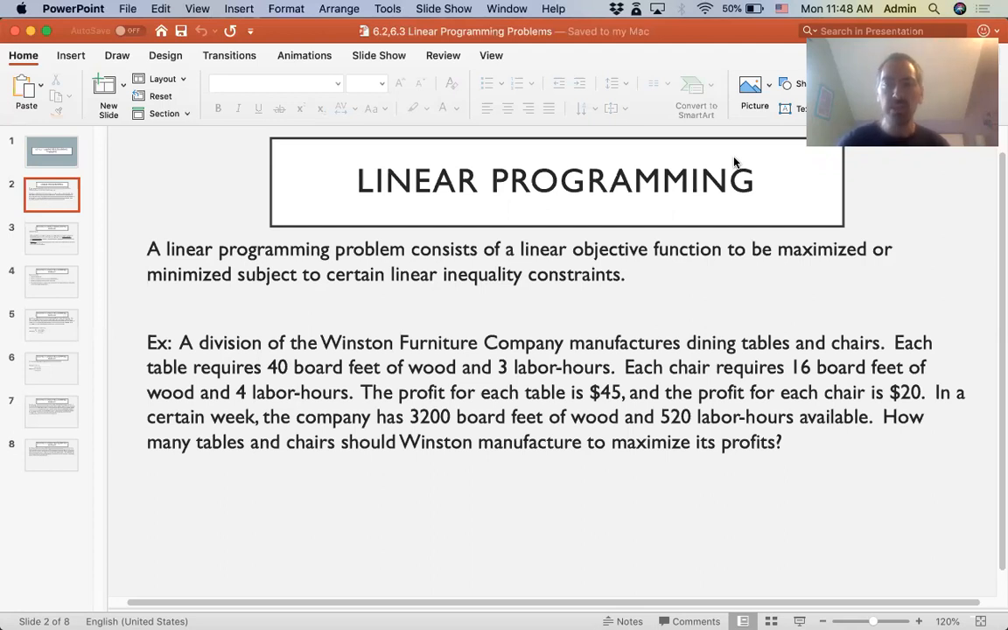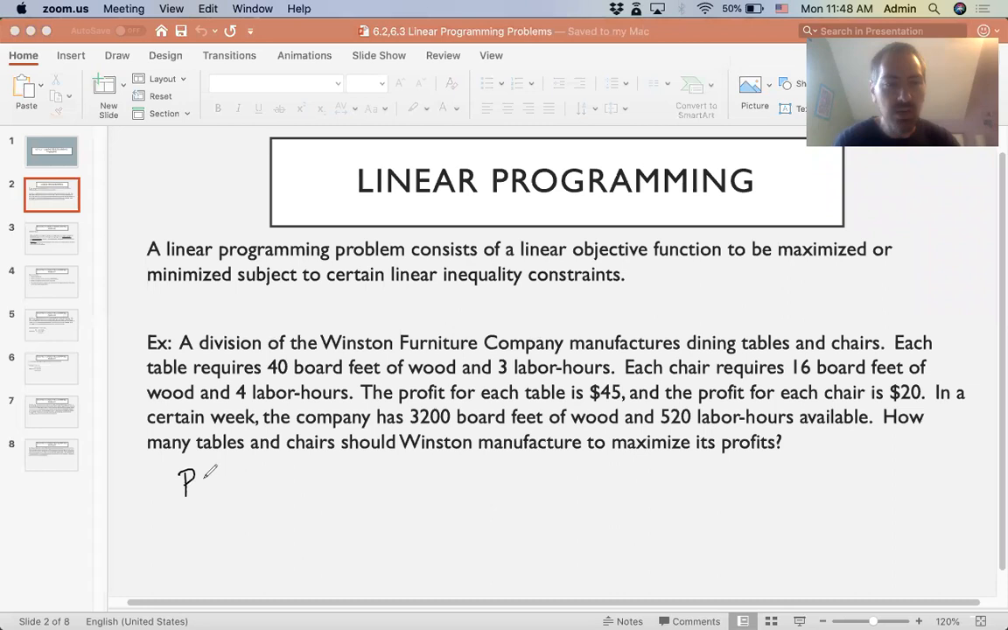Okay, so let's try to determine first what the objective function is. This objective function is what we're trying to optimize. What are we trying to do here? We're trying to maximize profit. So that means we need to find the profit function. Let's write that profit function down.